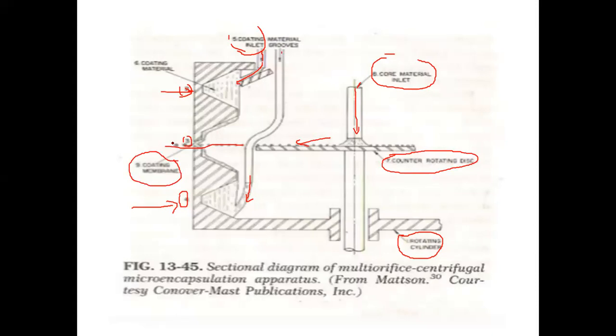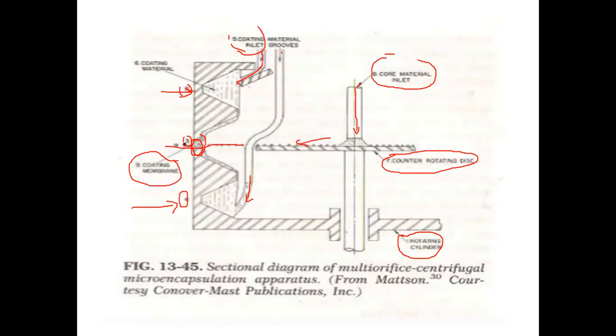Then the rotating disc flings the core materials towards the orifice, and the core material arrives at the orifice and encounters the coating material membrane. So here the actual microencapsulation process is achieved. The impact of the centrifugal force generated by the rotating cylinder hurls the core materials to the enveloping coating membrane, which is immediately regenerated by the continuous overflowing coating material, and they get encapsulated.